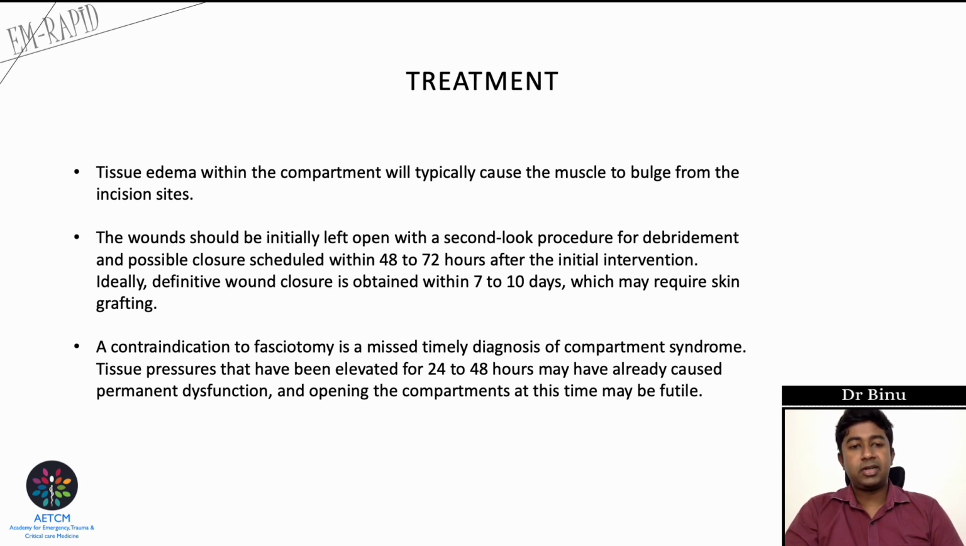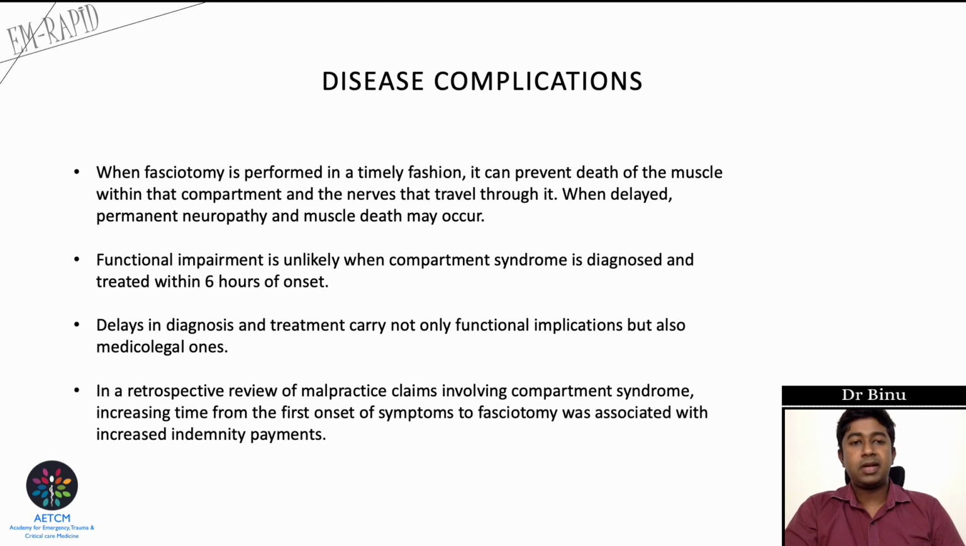A contraindication to fasciotomy is a missed, delayed diagnosis of compartment syndrome. Tissue pressures that have been elevated for more than 24 to 48 hours may have already caused permanent damage, and there is no point in opening the compartment at this point in time. When fasciotomy is performed in a timely fashion, it can prevent death of the muscle within that compartment and also of the nerves that travel through it. When delayed, permanent neuropathy and muscle death can occur. Functional impairment is unlikely when compartment syndrome is diagnosed and treated within 6 hours of onset.